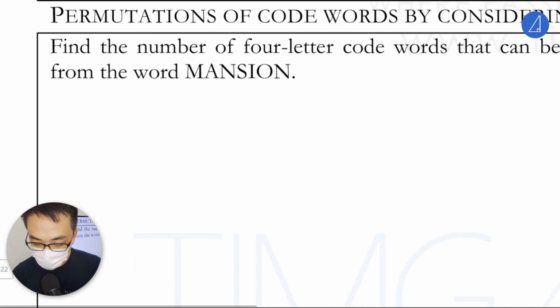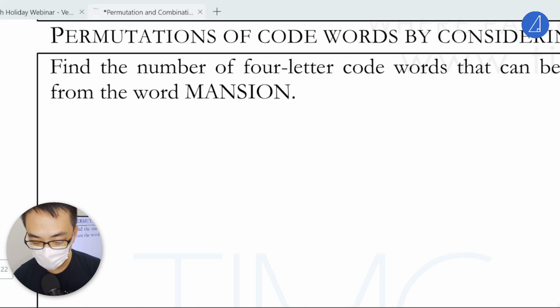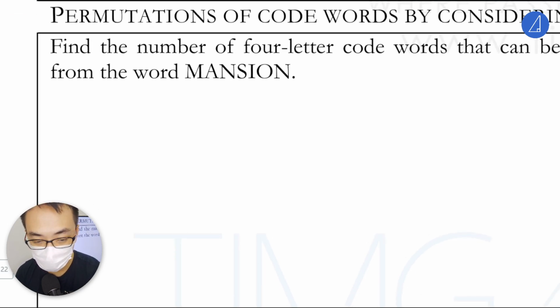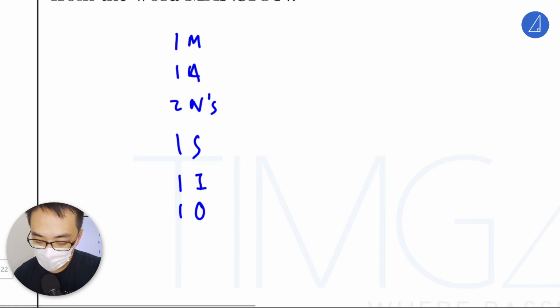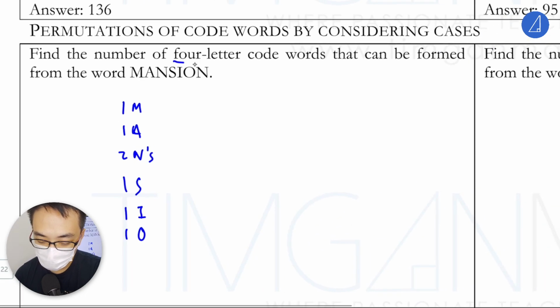Okay, I think this question is pretty straightforward in the sense that we only have a few letters to worry about. So this one here: 1 M, 1 A, 2 N's, 1 S, 1 I, and 1 O, right? So if you want a 4-letter code word, this is only 2 cases.